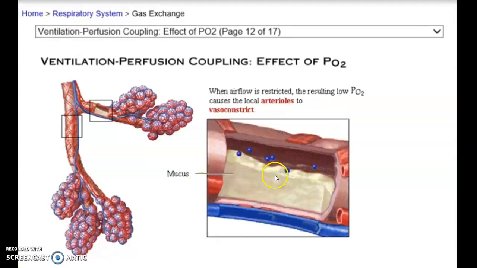But what if we had something blocking that air's ability to come here? Then we would have a low air supply, so our arterioles would constrict, because since I'm not getting much air in this area, I don't want so much blood flow going to this area because I don't have that much oxygen to pick up. So when we have a high partial pressure of oxygen, our arterioles are going to dilate. When we have a low, as we see in this picture, partial pressure of oxygen, then our arterioles are going to constrict.